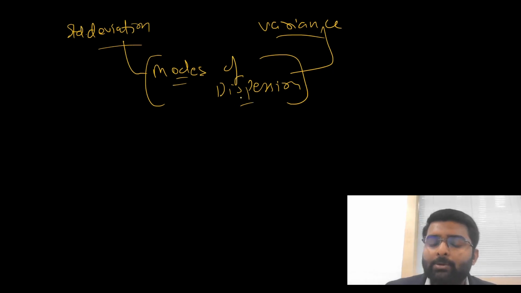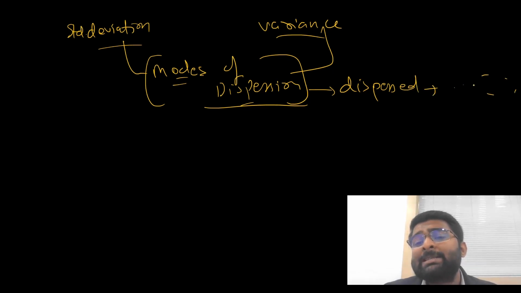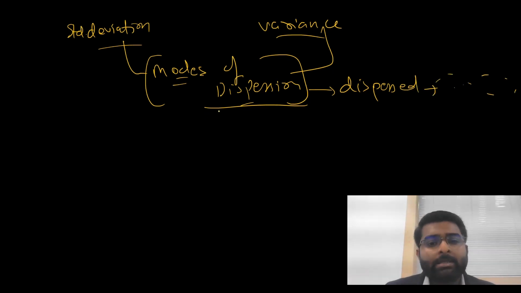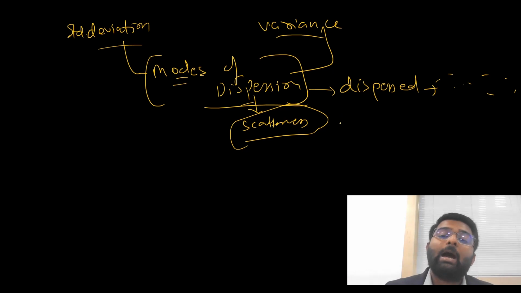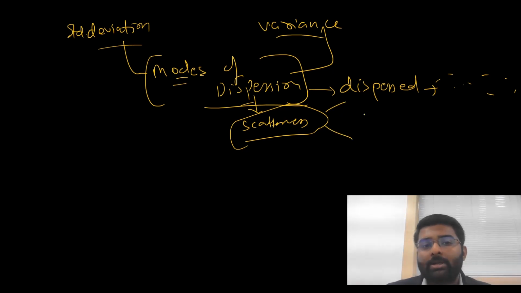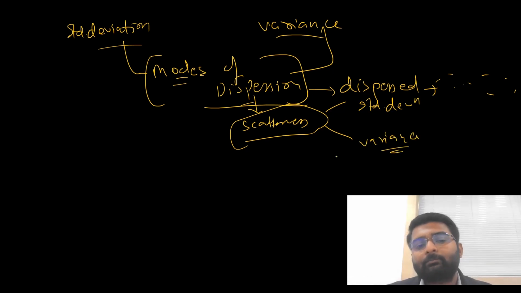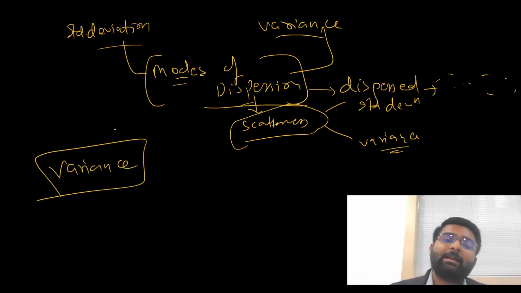Firstly, there are measures of dispersion. What do I understand by dispersion? Dispersion is nothing but being dispersed, or being scattered. Similarly, if I want to understand the scatterness of my data or my distribution, I take two important metrics into consideration, and that is standard deviation, and then there's variance. Let us start off with variance. What exactly is variance?